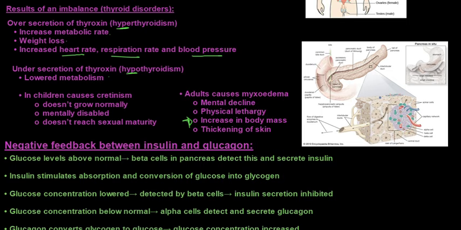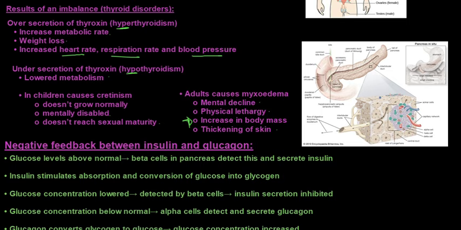So in children, it causes cretinism. So they don't grow normally, they are mentally disabled, and they don't reach sexual maturity. Whereas in adults, it causes myxedema. There'll be a mental decline, physical lethargy, increase in body mass, and thickening of skin. So that is what you need to know under thyroid disorders.